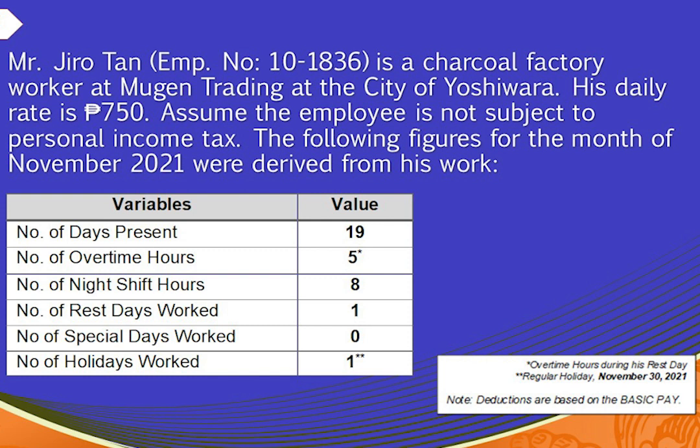Number of night shift hours, 8. Number of rest days worked, 1. Number of special days worked, 0. Number of holidays worked, 1. This is during November 30 or a Bonifacio Day. Note that deductions are based on the basic pay.